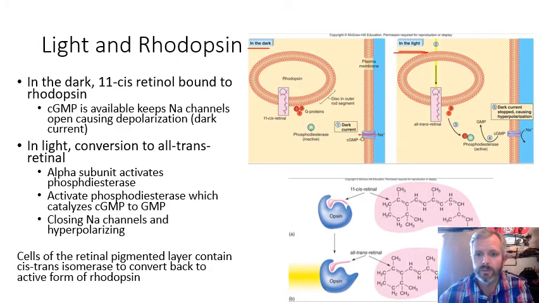But let's see how we get from a depolarized cell in the dark to hyperpolarized in the light. This has to do with, here are those discs, right? We have those discs in the photoreceptors. Here we're looking at rods, so we're talking about rhodopsin.